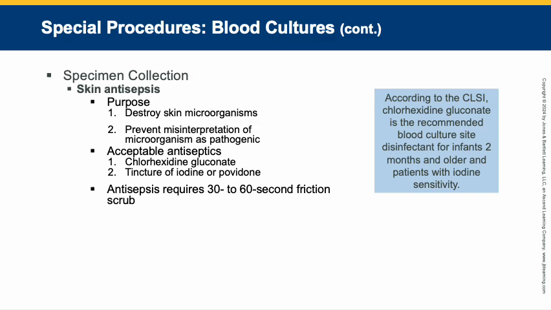It's going to require a 30 to 60 second, what they call friction rub, which means we're scrubbing it to get to the bacteria beneath the upper dead skin cells on the surface of the arm. You can use tincture of iodine, chlorhexidine gluconate, and a povidone iodine 70% ethyl alcohol combination. All of those have been shown to be effective antiseptics.